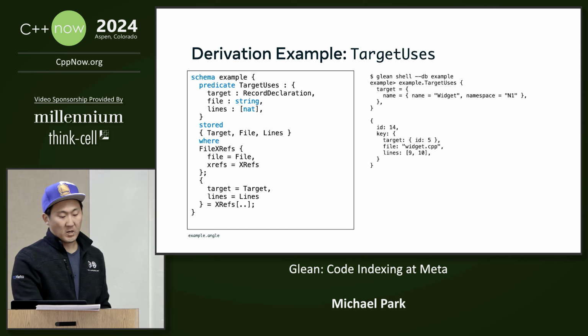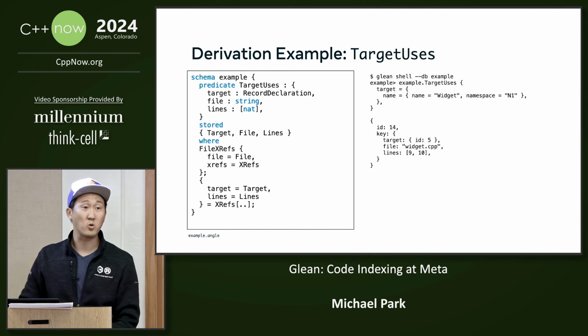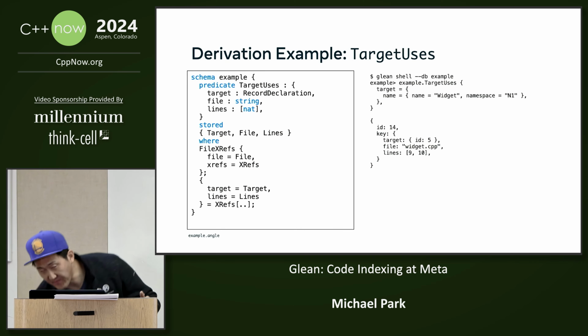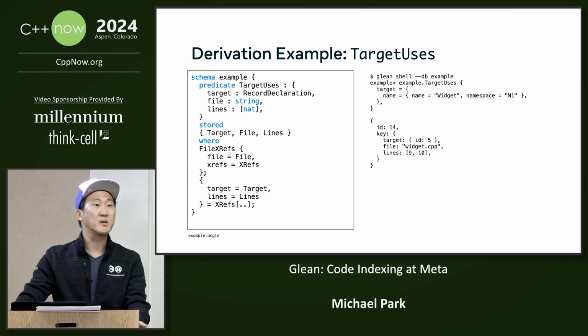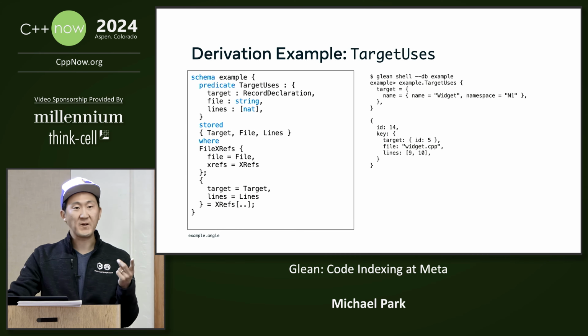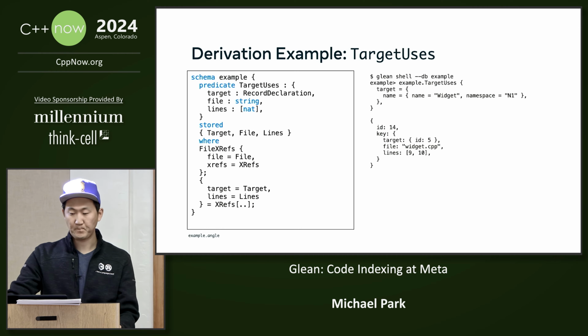Okay. So target uses is another derivation example, a stored derivation example. And we're basically just going to flip the file xrefs that the indexer gave us and switch the order around. And this is effectively what we use to serve find references, right? Because it's just the other way around, and we don't need to do any further work than this.